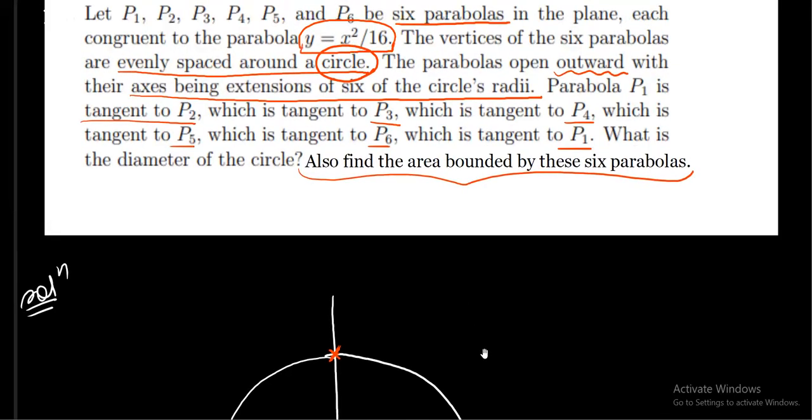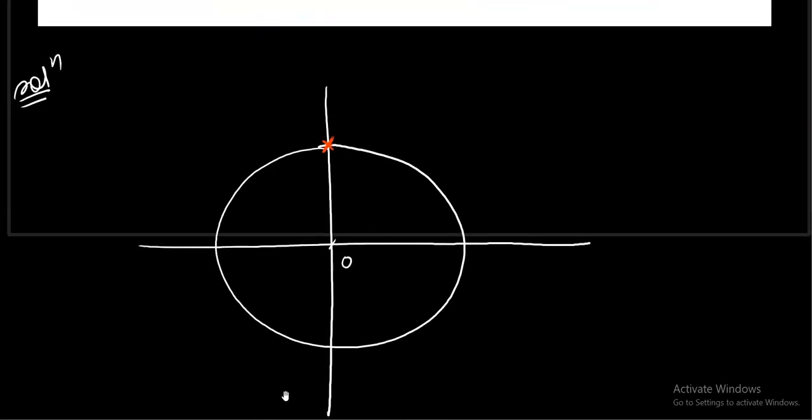Okay, what have you done? You have just shifted y is equals to x square by 16 some units upward, right? This is the parabola that I'll be tracing. This is the first parabola that I'll be tracing, having its vertex on the circle. Now the vertices of the remaining 5 parabolas also have to be arranged on this same circle, equally spaced. That is, basically I have to make 6 equally spaced points on this circle.